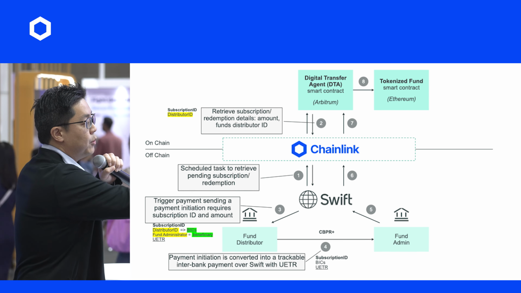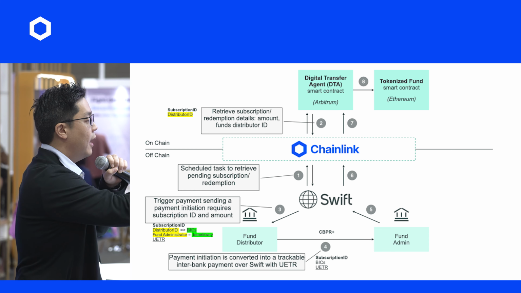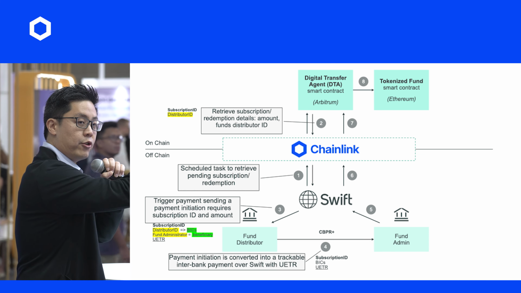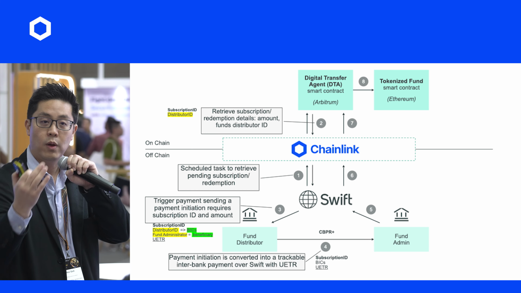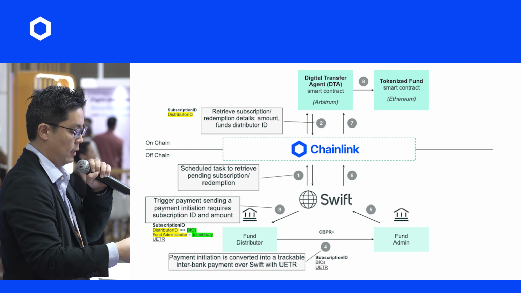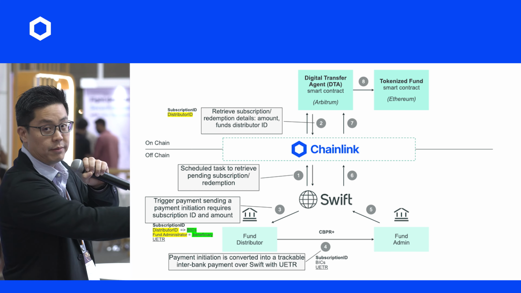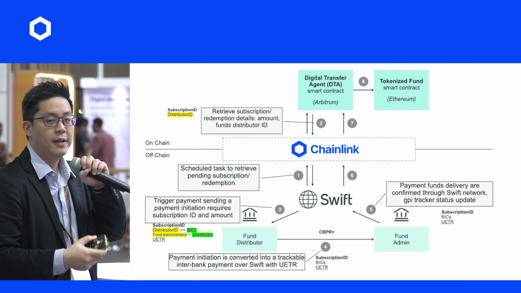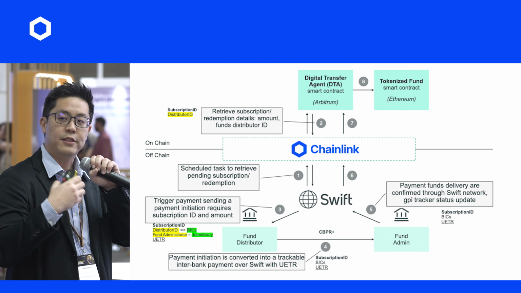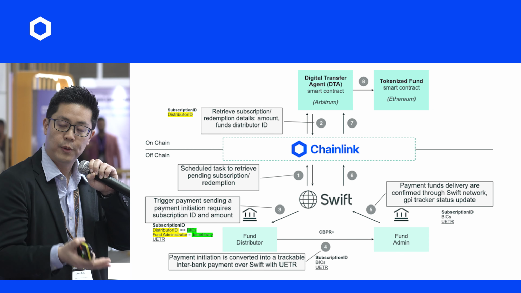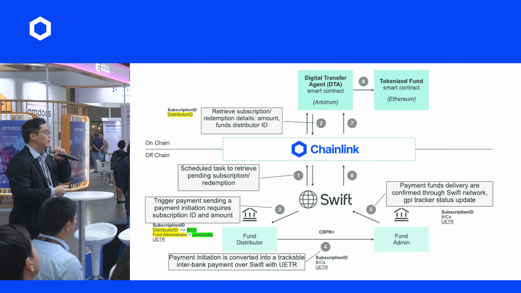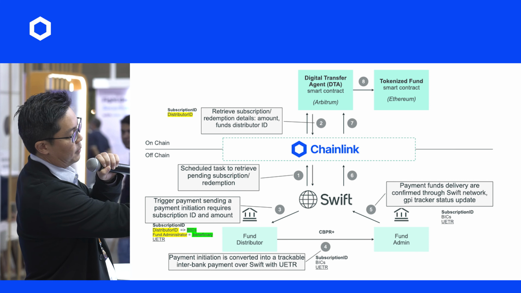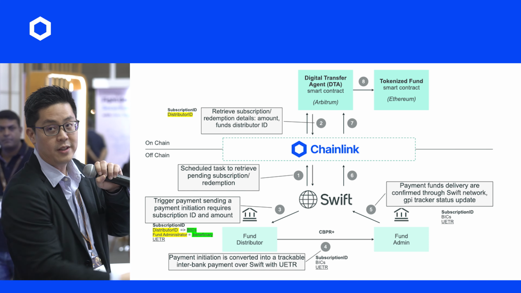This entire leg can have multiple intermediaries inside. Everything will be tracked in the GPI tracker, so at any one point in time, you can see where the payment is, the status, who's pending, what's going on. From there, it gets to the fund admin. The fund admin then does a confirmation payment: once they've done it, they will send a confirmation, which goes up to the GPI tracker. Once again, always the subscription ID, BICs, and UETR, always there.